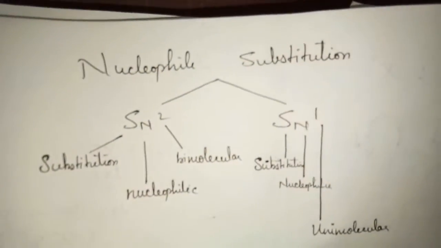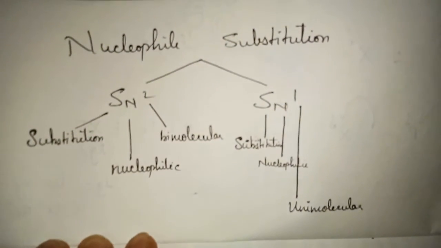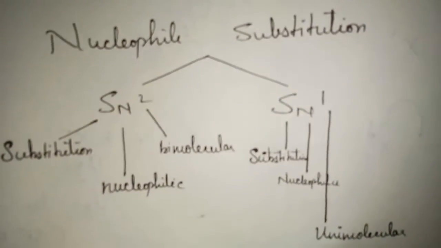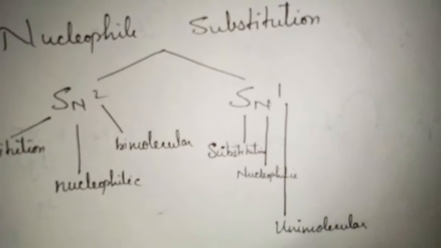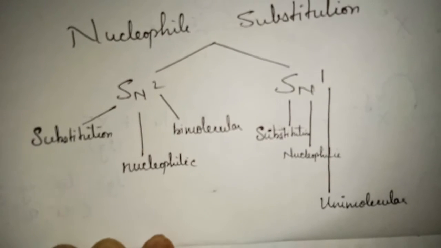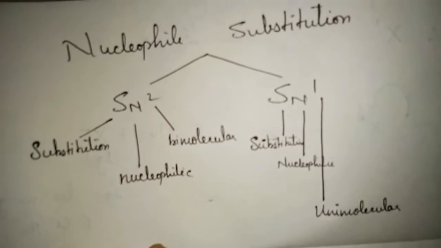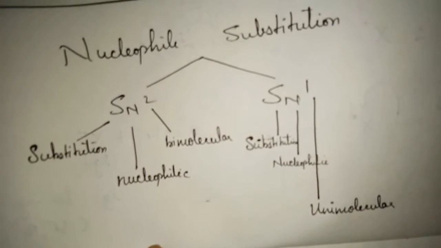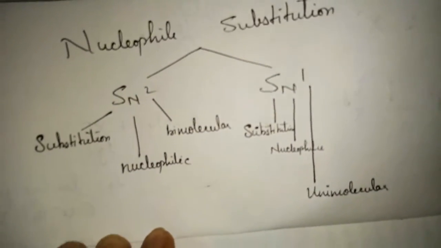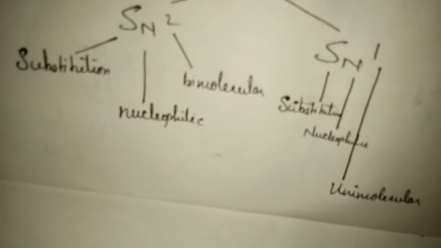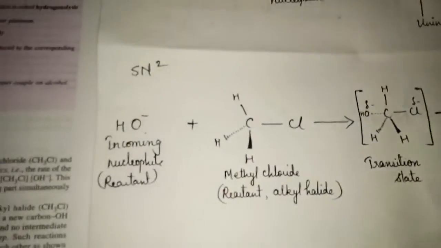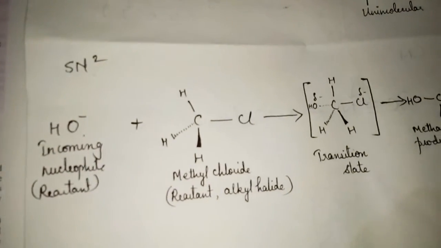So nucleophilic substitution is of two types, as you can see here, SN1 and SN2. SN1 means substitution nucleophilic unimolecular and SN2 substitution nucleophilic bimolecular. Here 2 and 1 represent bimolecular and unimolecular respectively. So now first we'll study SN2, that is substitution nucleophilic bimolecular reaction.